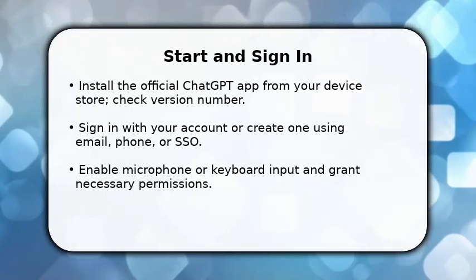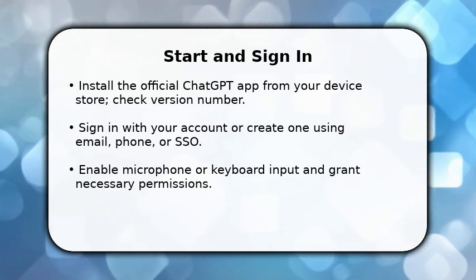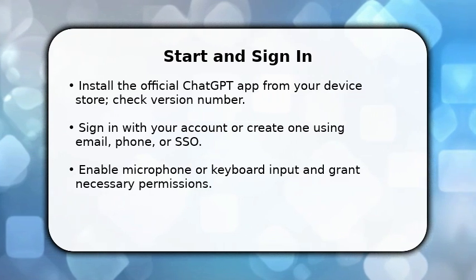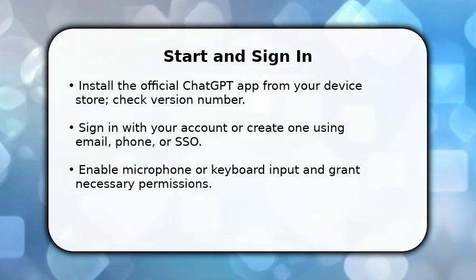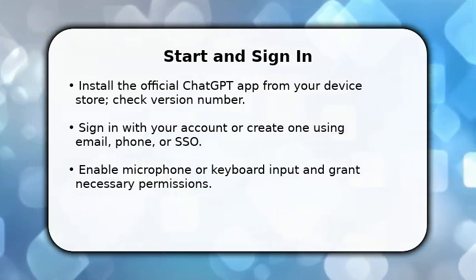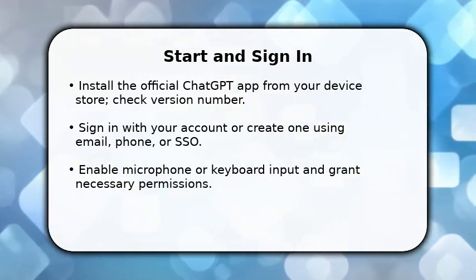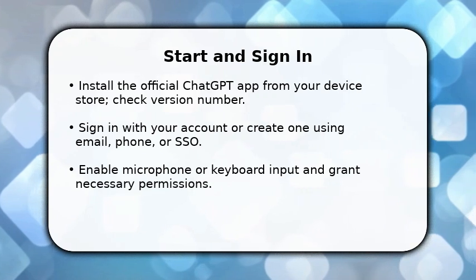You begin by opening the ChatGPT app and signing in. If you don't have an account, create one with email or phone. Once done, confirm basic permissions like microphone and notifications so voice and alerts work. Make sure you're on Wi-Fi or a stable mobile connection to avoid interruptions.